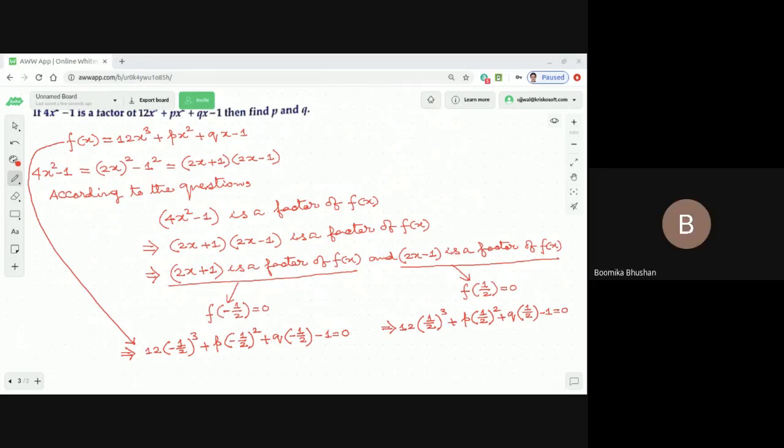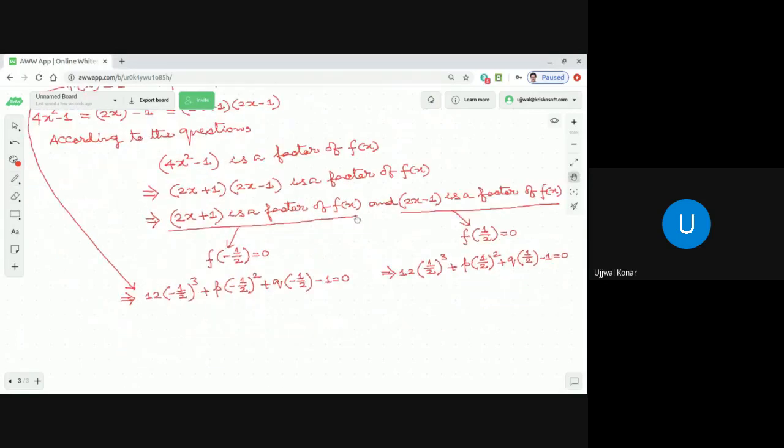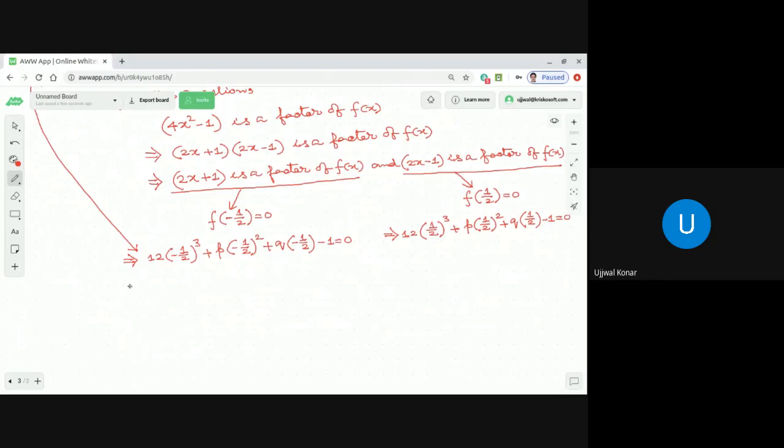And what equations will we get? From here, if you simplify, that simplification I'm not showing here because it is straightforward and not a part of the discussion of our present class. Here we are discussing the factor theorem. So if you simplify, you will get p by 4 minus q by 2 minus 5 by 2 equal to 0. This is one equation you get. Correct, no, dear student?